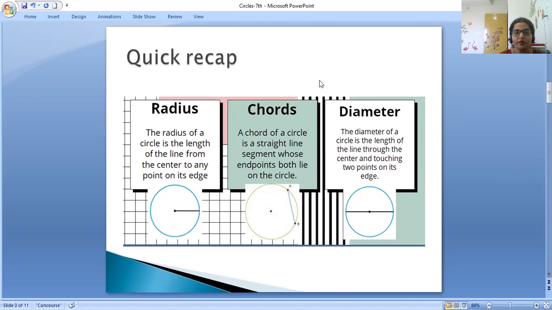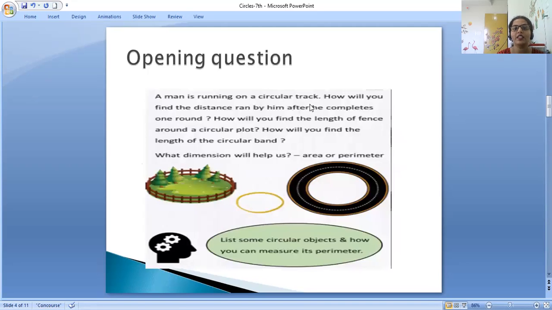Now I have a question for all of you. A man is running on a circular path. How will you find out the distance run by him after he completes one round? Another thing you have to measure: how will you find the length of a fence around a circular plot? And how will you find out the length of a circular band? So all these lengths, with the help of area or perimeter, how will you find out? Which dimension will help you? Is it area or is it perimeter?